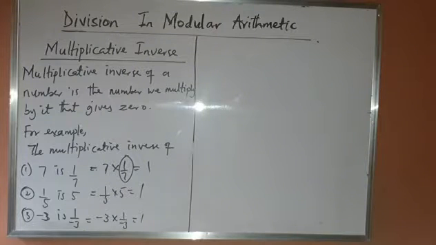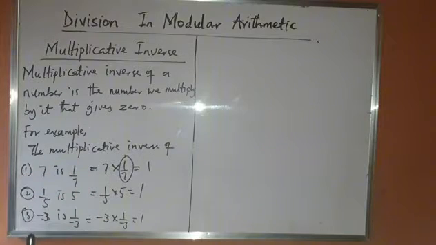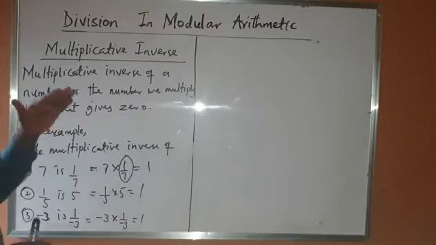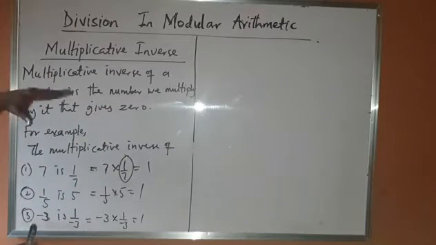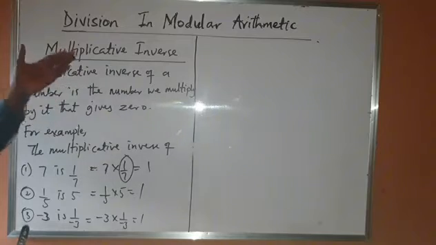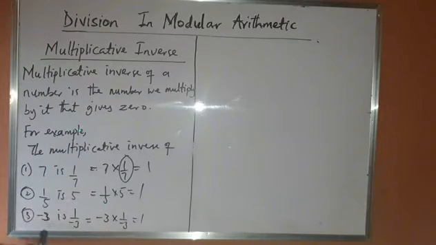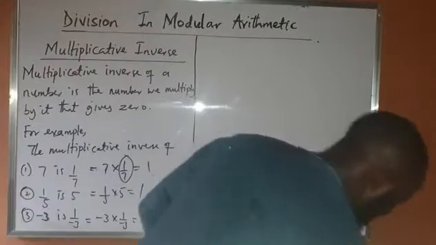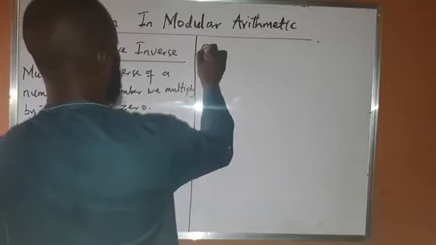So we can apply this method in finding division. We have not yet done division in modular arithmetic, so we are looking at the concept that will help us solve it very well. We can adopt the multiplicative inverse to solve problems in modular arithmetic. Let's say, for instance, we have these examples.